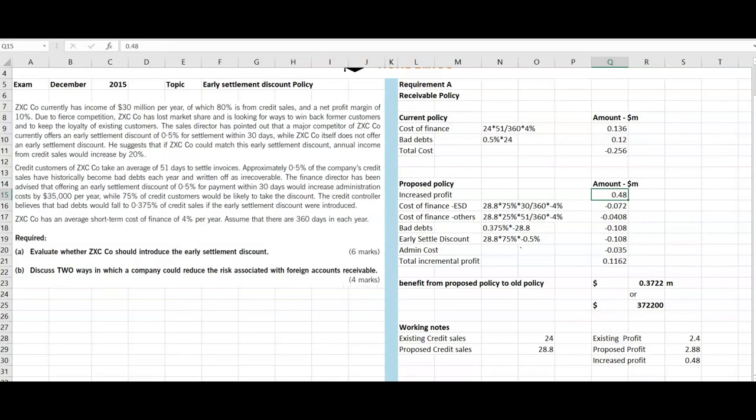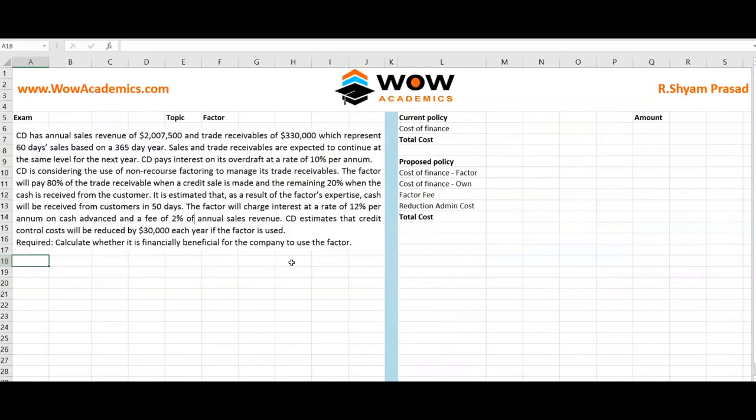So we'll move on to the next sum. So we'll start from this sum. This sum is going to deal with factoring, and it's taken from a textbook, so it's not coming from an exam. So we'll start with the question.